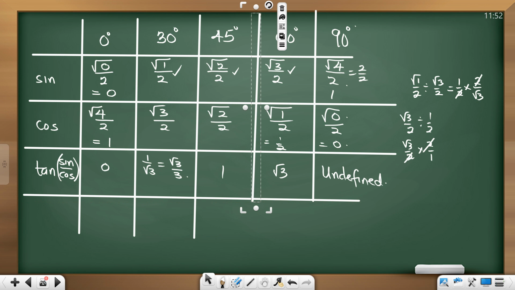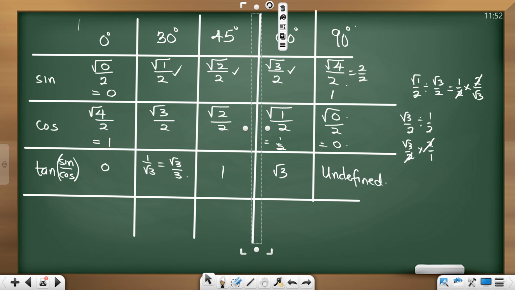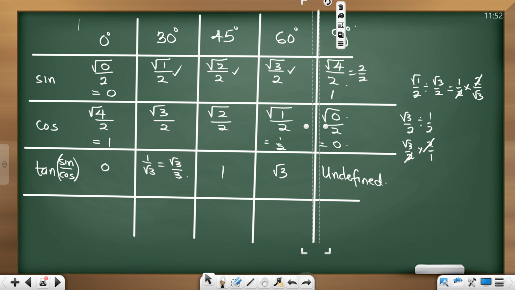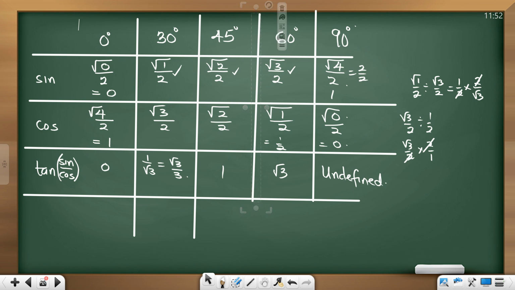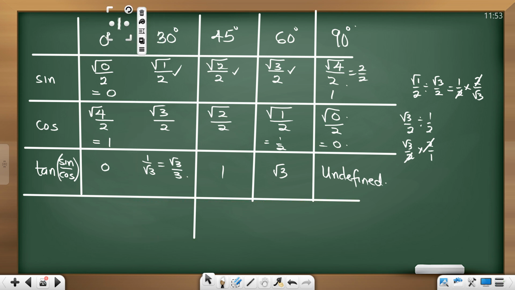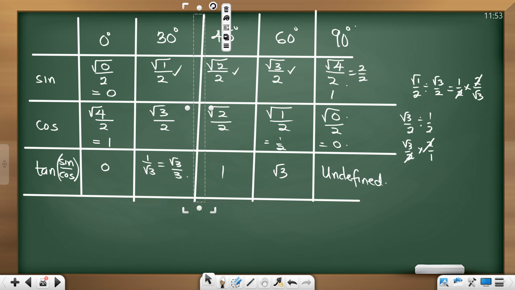Have you forgotten your tan graph? I've been telling you. Past lessons to catch up.